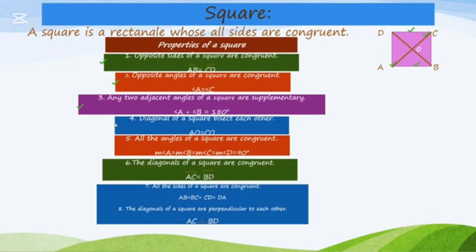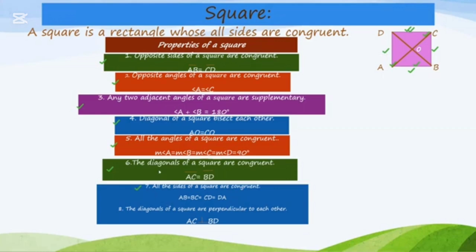So the diagonals of the square bisect each other. That means OA and OC are equal. Next one, all the angles are congruent. That means angle A, angle B, C, and angle D are equal to 90 degrees. Right? Now, 7th and 8th property. The 7th property is all the sides are congruent. That means AB is equal to BC is equal to CD is equal to DA. These all sides are congruent.